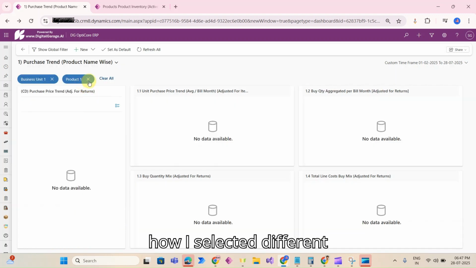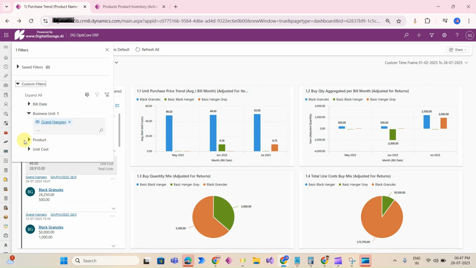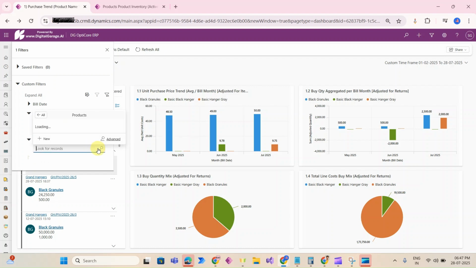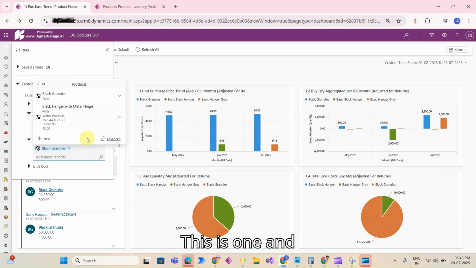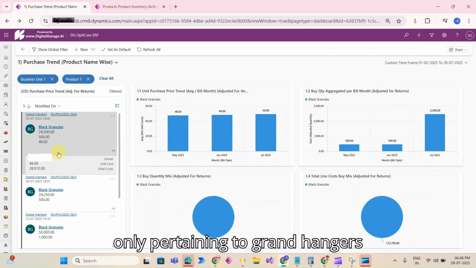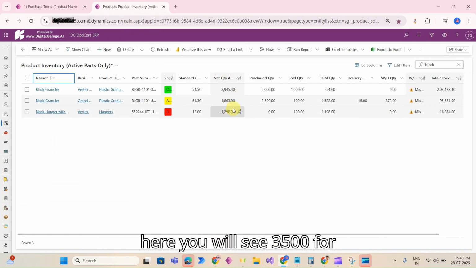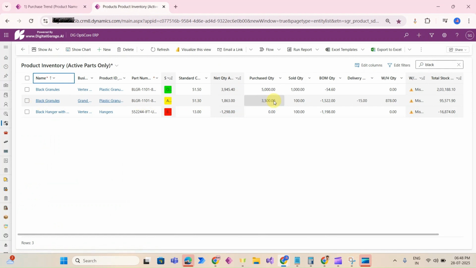Oh, I selected a different product. This is one, and you would be able to see only pertaining to Grand Hangers. And if you look at 3500, if you go over here, you will see 3500 for Grand Hanger.